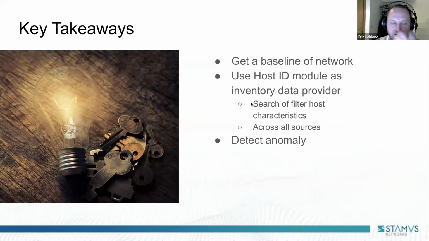Okay, so you can use this steady module to get a baseline of the network, and you can also use it as an inventory data provider. So you can search hosts by characteristics that can be really specific, like what type of user agent, what type of services are running. Via the SN host filter, you can search across the source, which allows you to combine this inventory data and use it as a filter on other searches. And you can use it to detect anomalies like an HTTP server not running on port 80, but we can do far more.